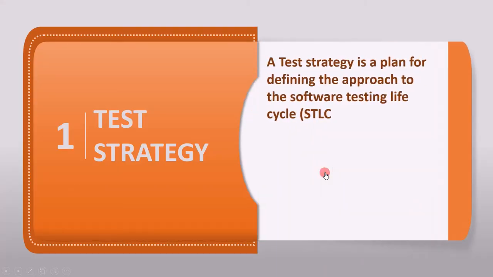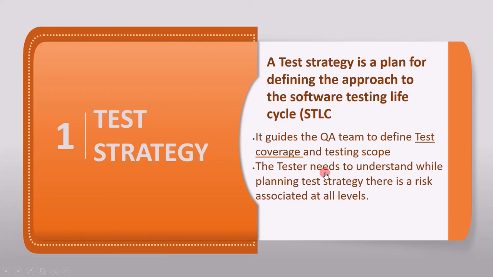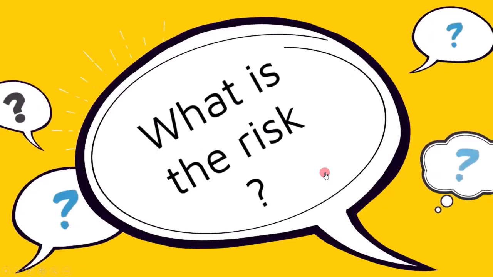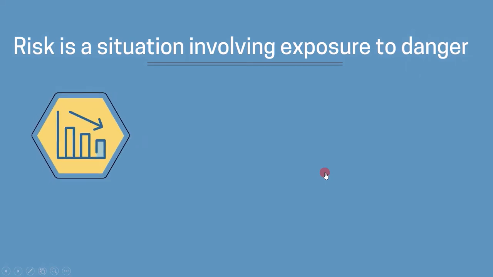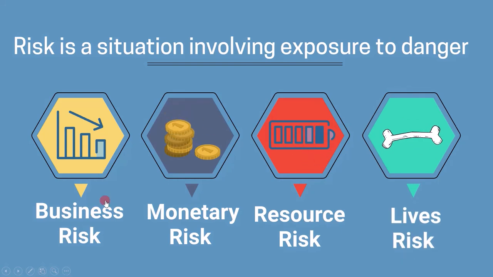A test strategy is a plan for defining the approach to the software testing lifecycle. It guides the QA team to define test coverage and testing scope. The tester needs to understand while planning test strategy that there is a risk associated at all levels. Now the question is, what is the risk? Risk is a situation involving exposure to danger. And if test strategy is not done appropriately, we may get these risks: business risk, monetary risk, resource risk, lives risk if dealing with the healthcare domain.